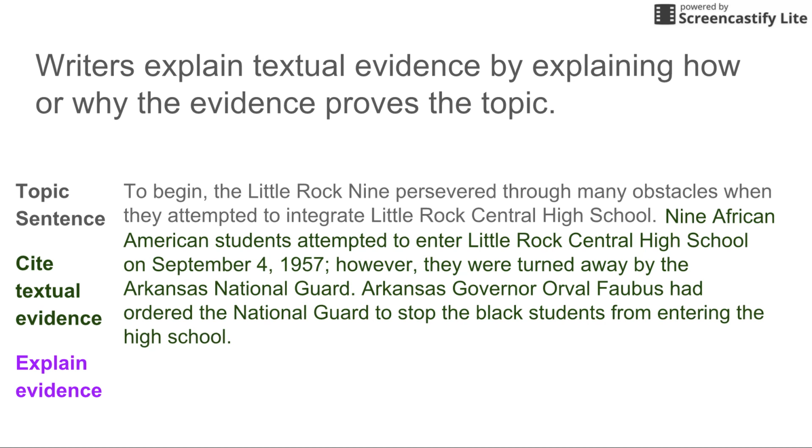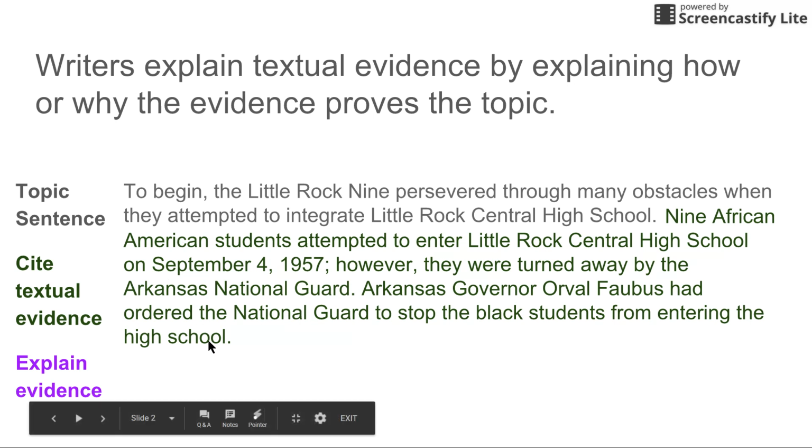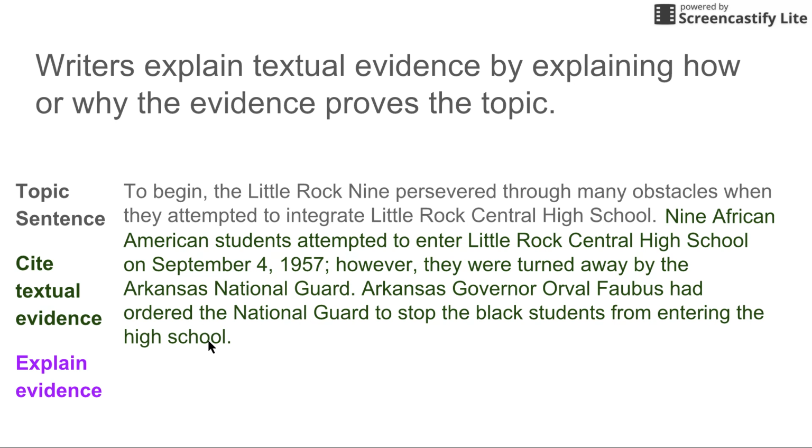Nine African American students attempted to enter Little Rock Central High School on September 4th, 1957. However, they were turned away by the Arkansas National Guard. Arkansas Governor Orville Faubus had ordered the National Guard to stop the black students from entering the school. I have my topic sentence followed by textual evidence. I chose to paraphrase this textual evidence.